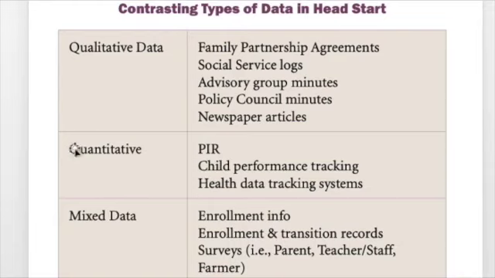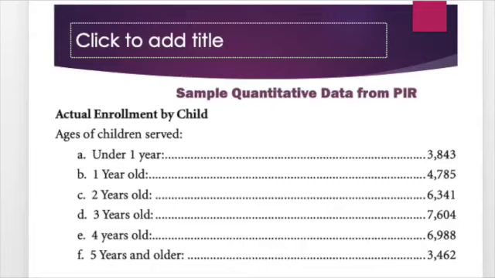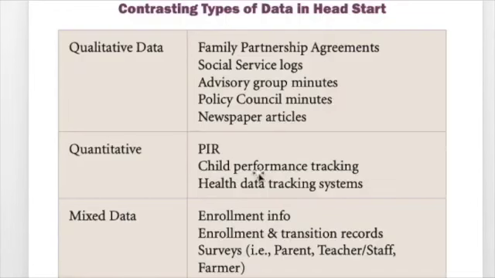Then the quantitative data will include information from the PIR, such as the table above this one. And then child performance tracking, which would be in terms of numbers, like maybe the grades or the milestones recorded in numbers. And then health data tracking systems, such as weight and height.